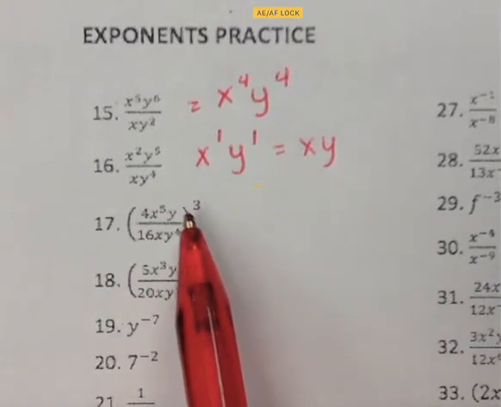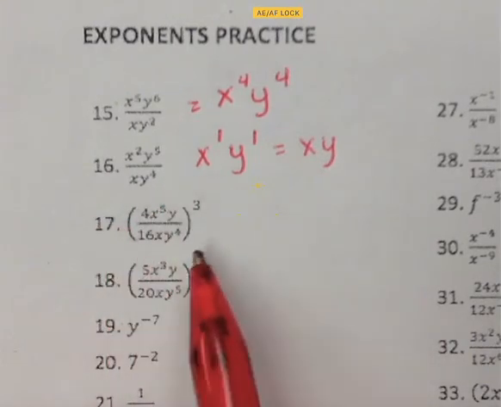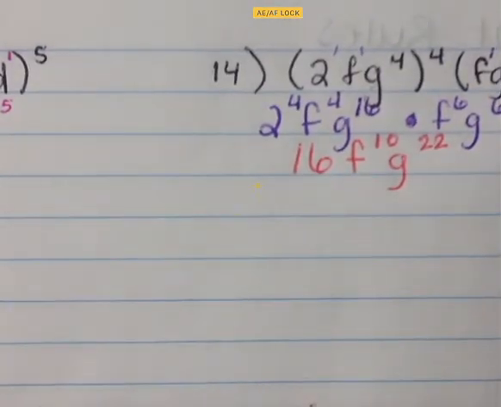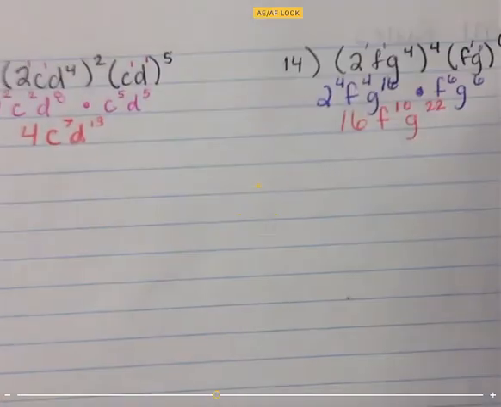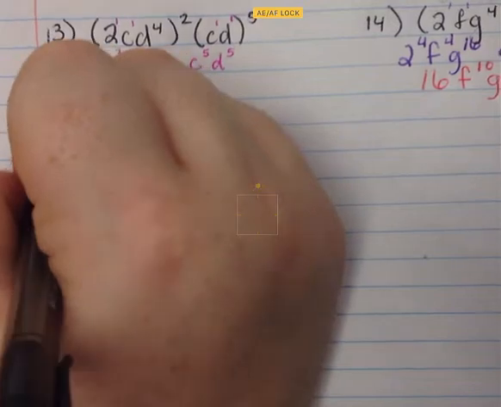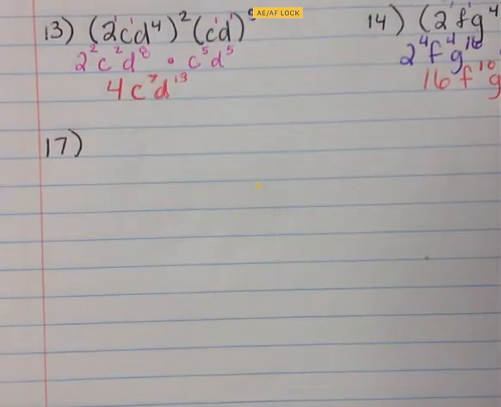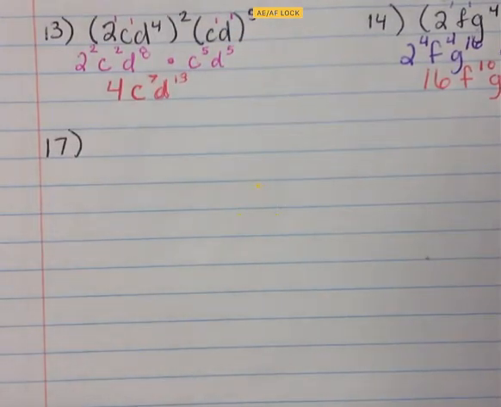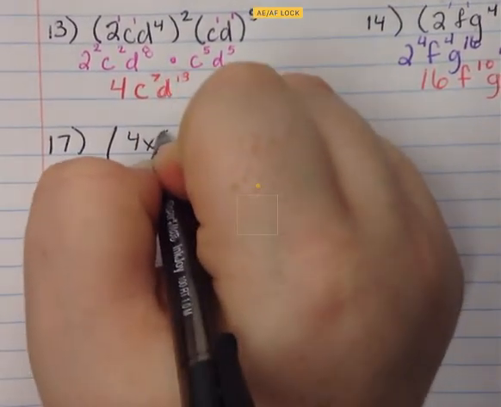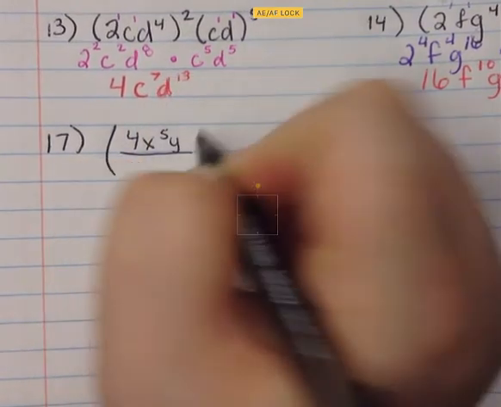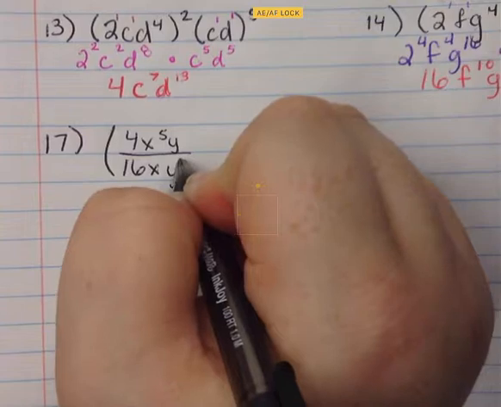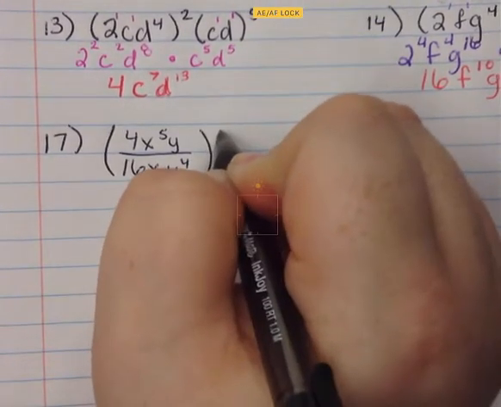17 actually has multiple parts to it, so I'm probably going to do this on this paper back here as well. So number 17, I'm going to zoom out some so you can see the work. Number 17 is parentheses 4x to the 5th y divided by 16xy to the 4th, and all of that raised to the 3rd power.